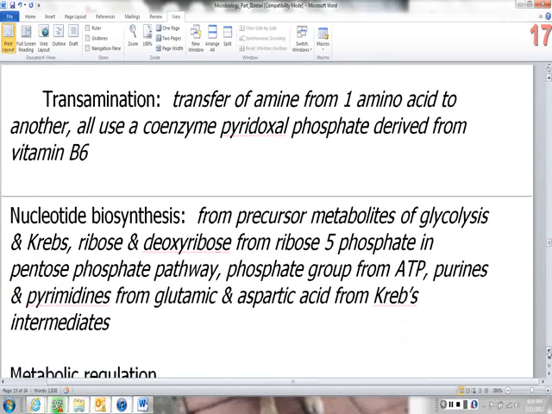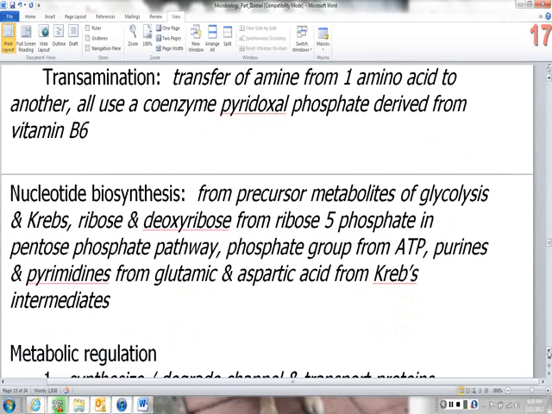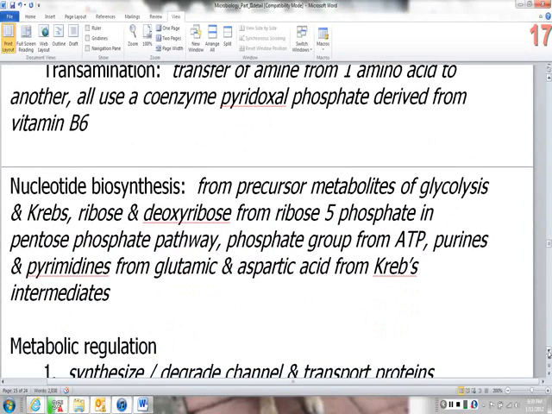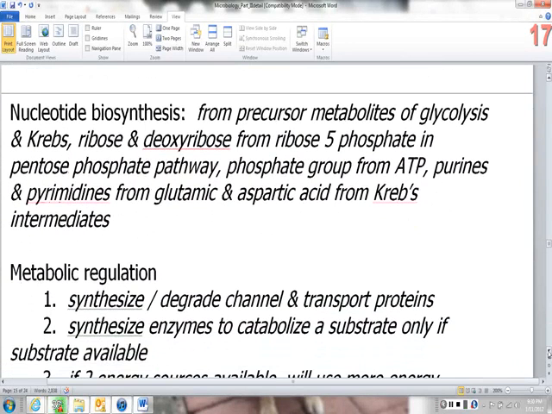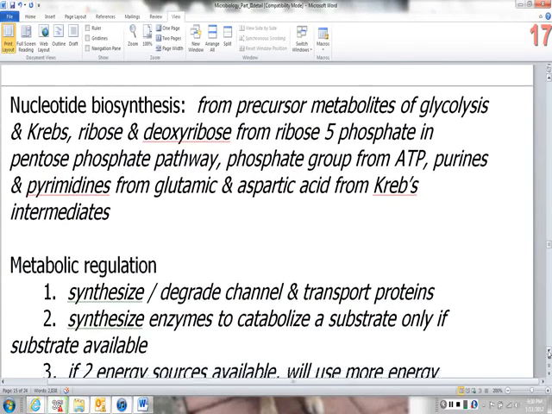Nucleotides are synthesized from precursor metabolites from glycolysis, the Krebs cycle, and the pentose phosphate pathway. Ribose and deoxyribose come from ribose 5-phosphate in the pentose phosphate pathway. The phosphate group is taken from the ATP, and the purines and pyrimidines come from glutamic and aspartic acid derived from the Krebs cycle intermediates.